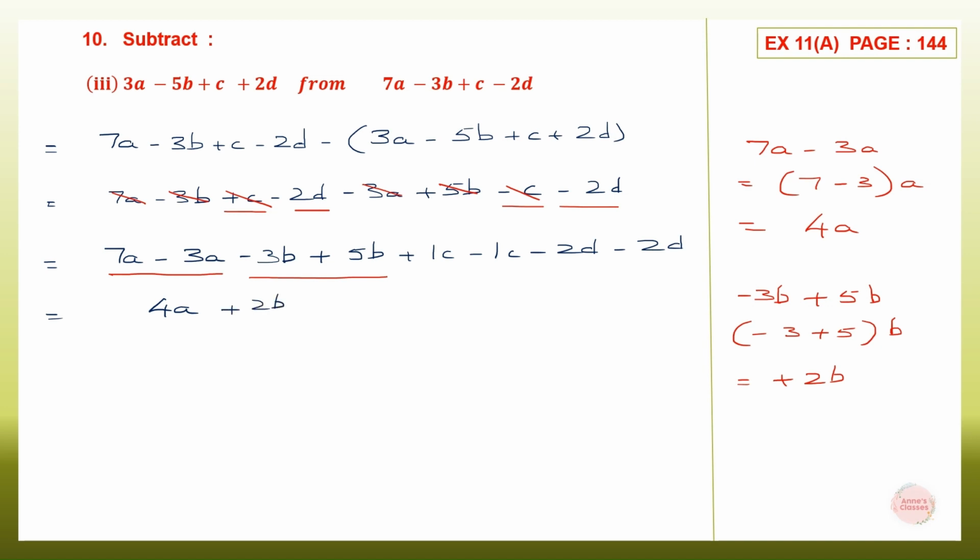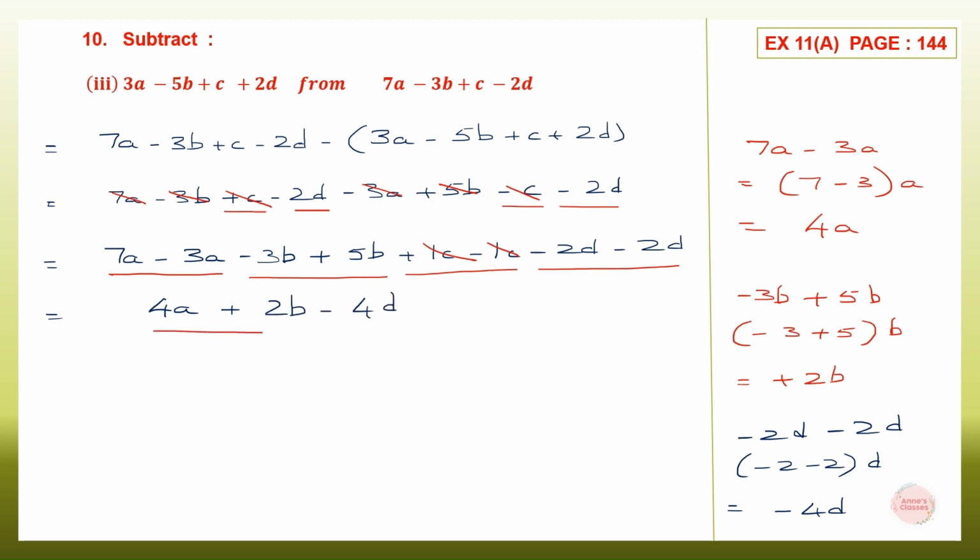Now let's look at the c's. We have plus 1c minus 1c. That means 1 minus 1 is 0. So that gets cancelled. Then here we have minus 2d and minus 2d. Take only the numbers. Signs are the same. Put the same sign and add. 2 plus 2 is 4. So this is minus 4d. So our final answer is 4a plus 2b minus 4d.